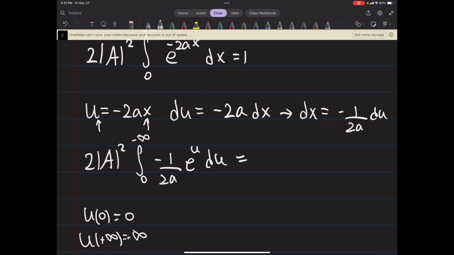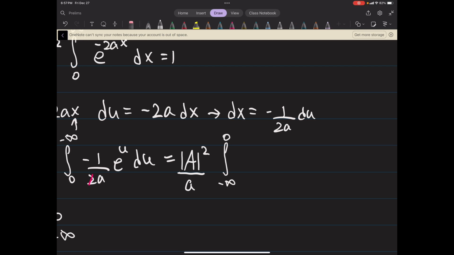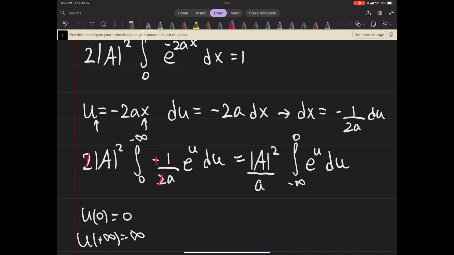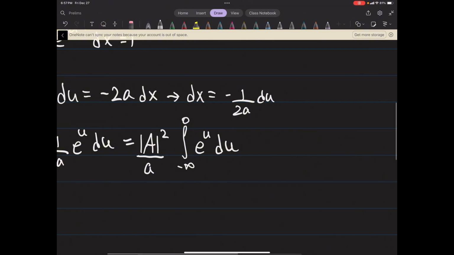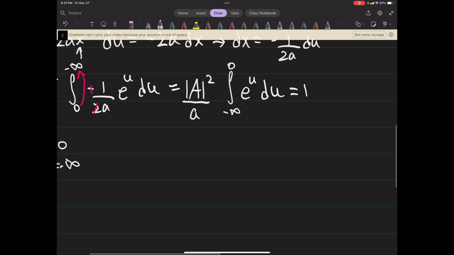Now first off, clearly the 2's will cancel. So we have our normalization constant, A squared over little a. And the negative sign is going to be replaced because we're going to flip the bounds of our integral. I just wanted to write this step out, just so you can see what we're doing. This negative sign turns positive when we flip the bounds of the integral. I might be over-explaining, but I'd rather over-explain than under-explain.